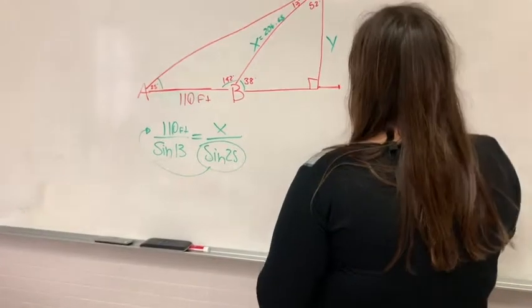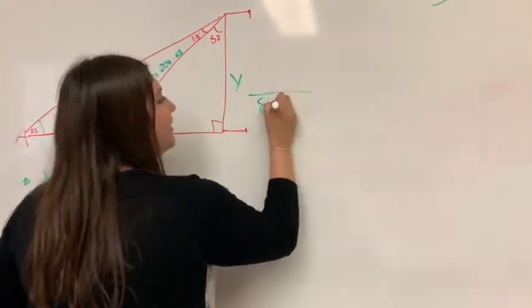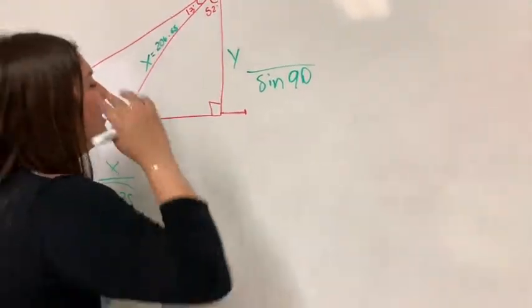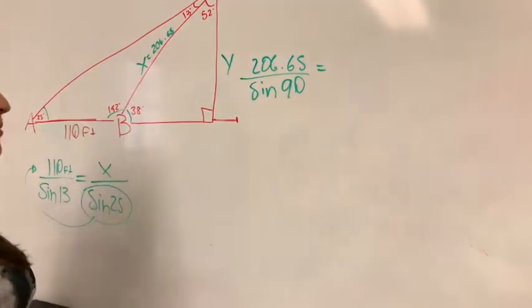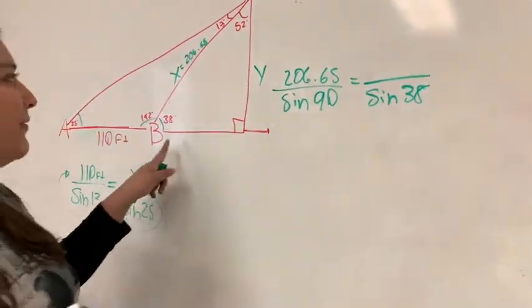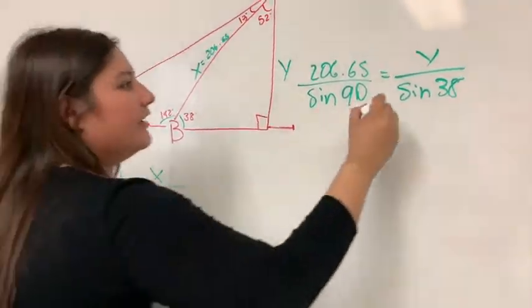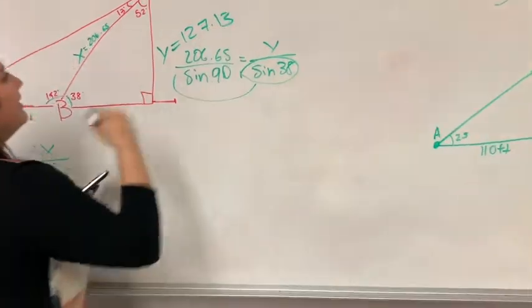Now that we have the missing side, which is 206.65, we can either use law of sines or SOHCAHTOA. In order to use law of sines, we could just do the same as before. We found that sin 90, which is the angle opposite the side that we already have here, 206.65, is equal to the side that we're trying to find over here, which is over sin 38. If we're trying to find the y, we again just put it in a calculator, take this, pass it over here. 127.13. And that's how to find the answer.